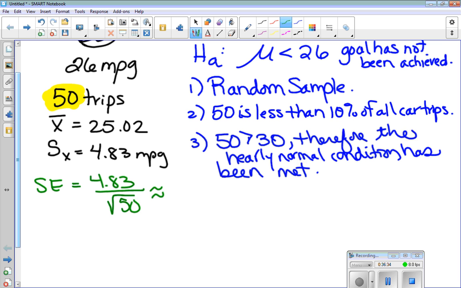In this case, it doesn't tell me. Somebody tell me what it is. 0.683? Great. I do believe one of the questions in one of the parts A, B, C, or D says describe the sampling distribution model of a mean fuel economy for samples like this.